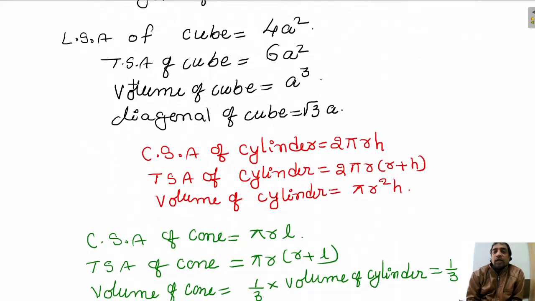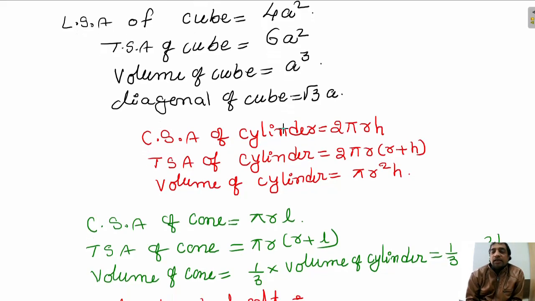Now coming to LSA of cube. So area of four walls of the cube. All faces are congruent, so hence 4a square. PSA of cube: total 6 faces, area of 6 faces is nothing but 6a square. Volume of the cube is a cube, side into side into side. Diagonal of the cube is root 3 a.